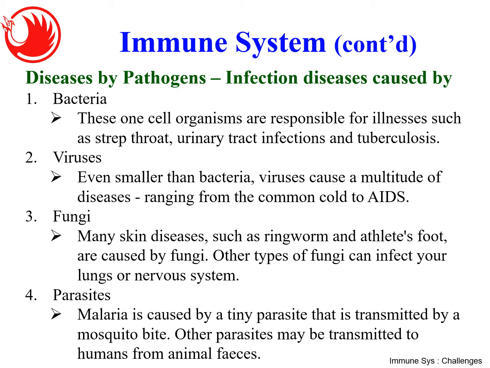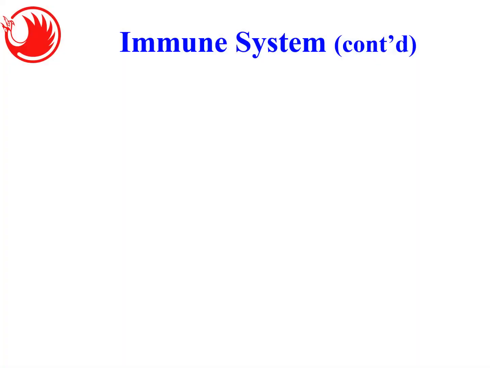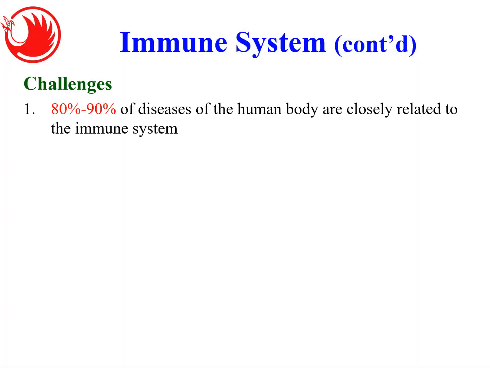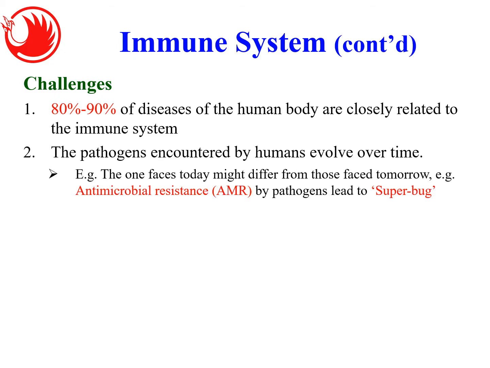So what are the challenges of the immune system? 80 to 90% of diseases of the human body are related to the immune system. That's why we know that if the immune system is optimum, you won't get sick easily. The invaders or the pathogens encountered by humans evolve over time.